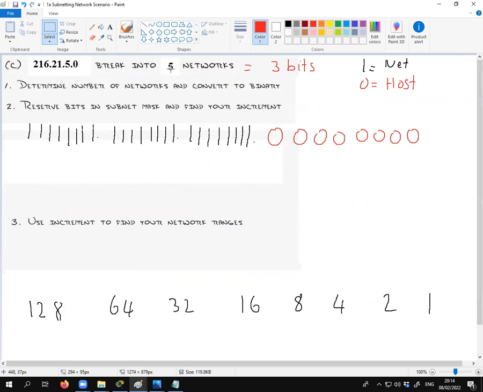We need more networks. How are we going to get more networks? We take from the zeros and we convert them into ones. How many extra subnets do we need? We need 3 bits. Why? Because it takes 3 bits to make 5. So I take 3 of these zeros and I make them into ones. 1, 1, 1. What happens to the other 5 bits here? They stay as zeros.